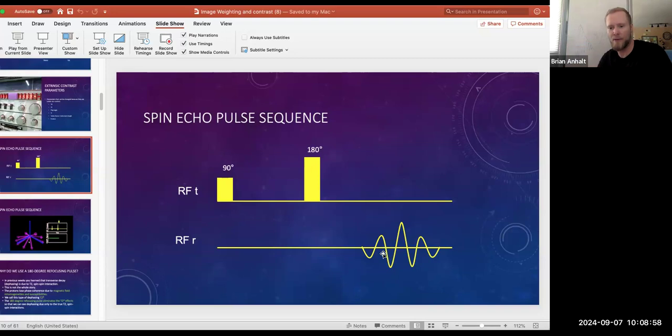If you go back to the PowerPoint, notice this pretty little echo right here. If you draw a line down the center, it's a mirror image of itself, right? There is symmetry there.